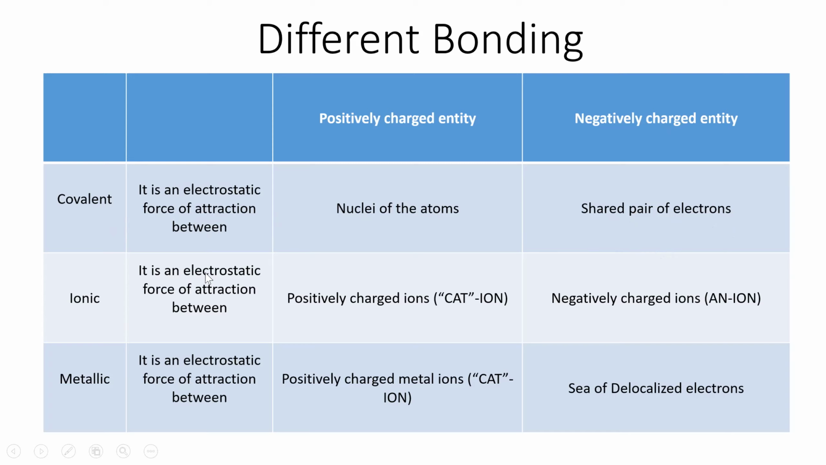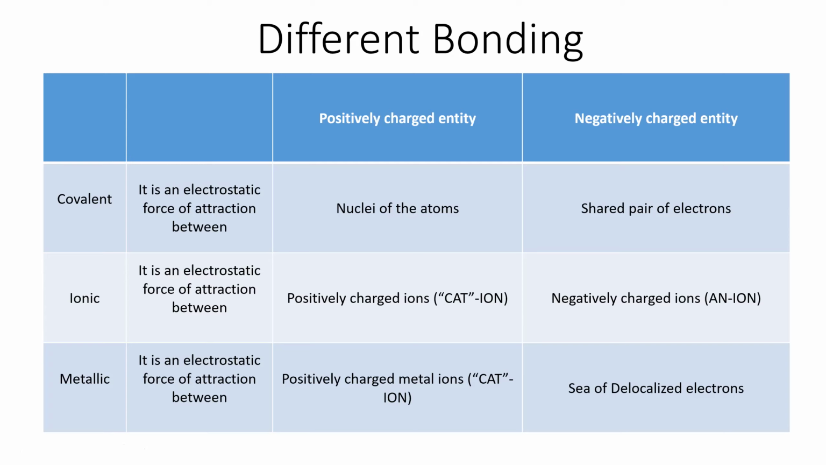Then ionic, again, it is an electrostatic force of attraction between positively charged ions and negatively charged ions. We know positively charged ions are cations, and we have told you earlier, the t in cat is like a plus sign. Why is cation positive? To remember, cat has paws. So cation is positive, cat has paws. Can you recall? Yes, sir.